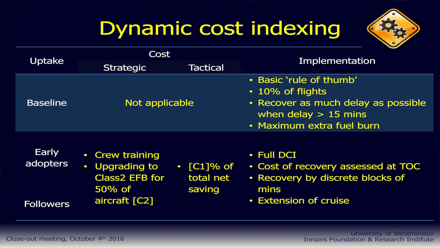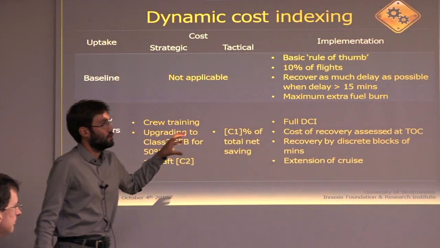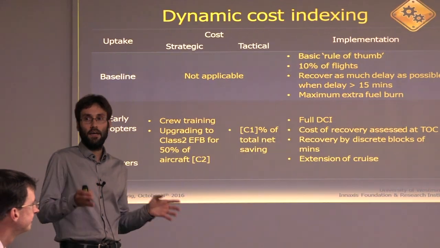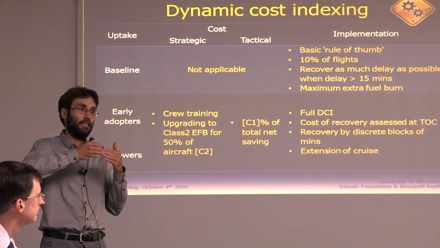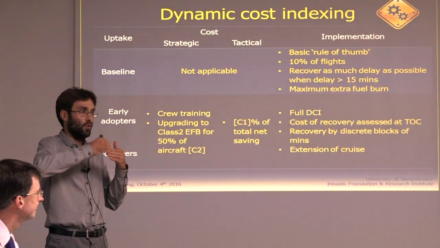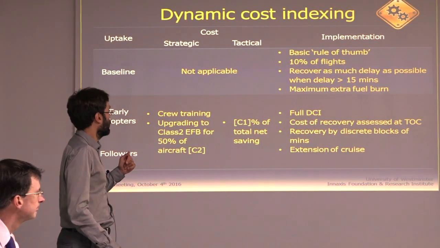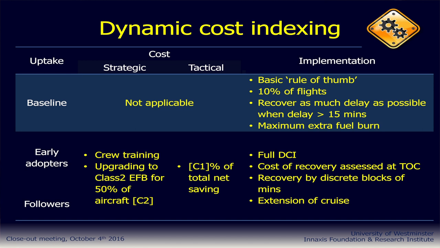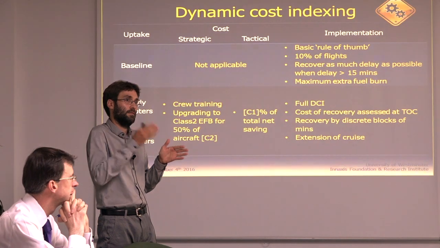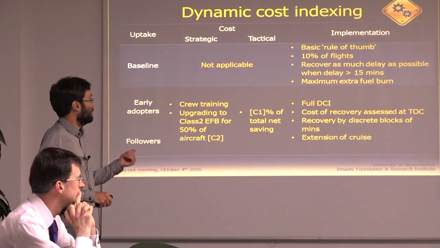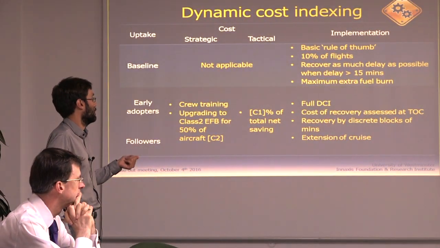When we implement these mechanisms, what we are assuming is that the airline has a clever system that, when a plane is delayed and reaches the top of climb, assesses how much it would cost to recover part of the delay. So what we are doing is recovering the delay in discrete blocks. For every recovery possibility, the total amount of fuel that will be used to do that is assessed. That gives us the best strategy, the best thing that the airline could do for every individual flight when it reaches the top of climb.